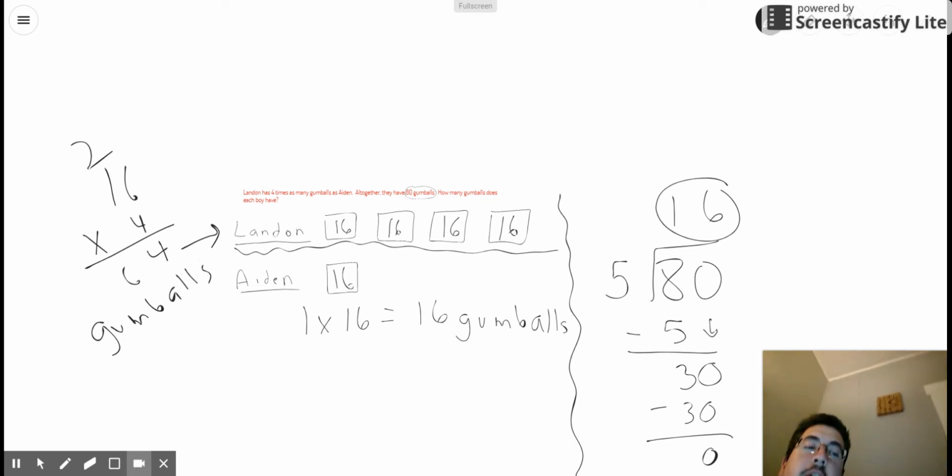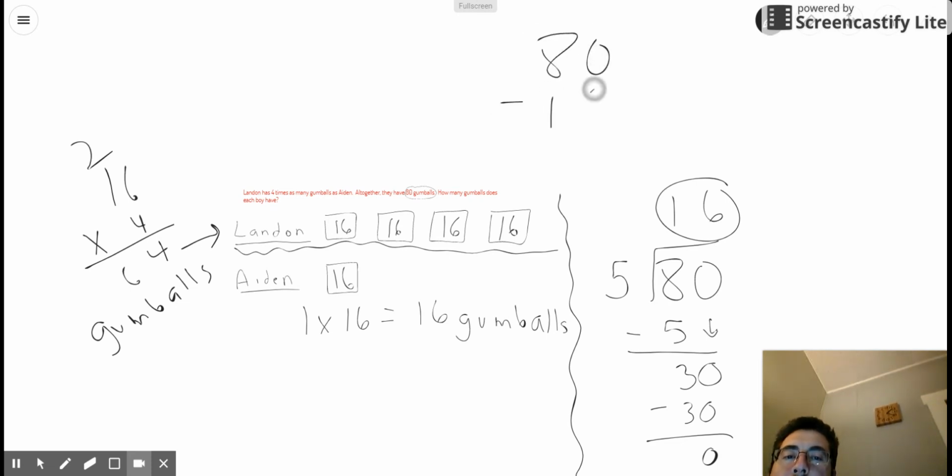Or another way that you could figure out how many gumballs Landon has is, since we know Aiden has 16 and we know the total number of gumballs is 80, we could find the difference between the total 80 and 16. And we get 64 as well. So those are 2 different ways that you could find how many gumballs Landon has.